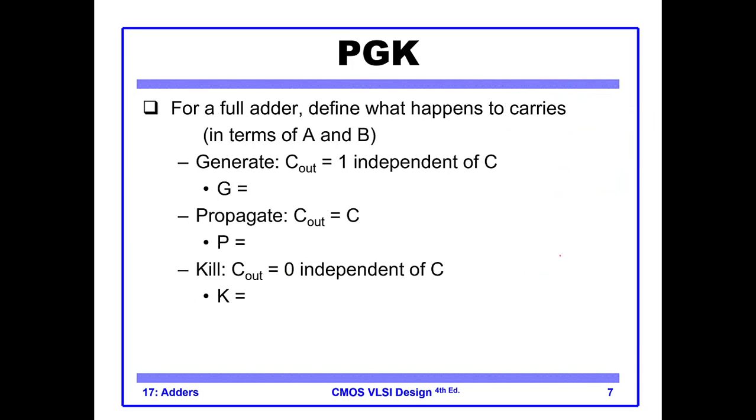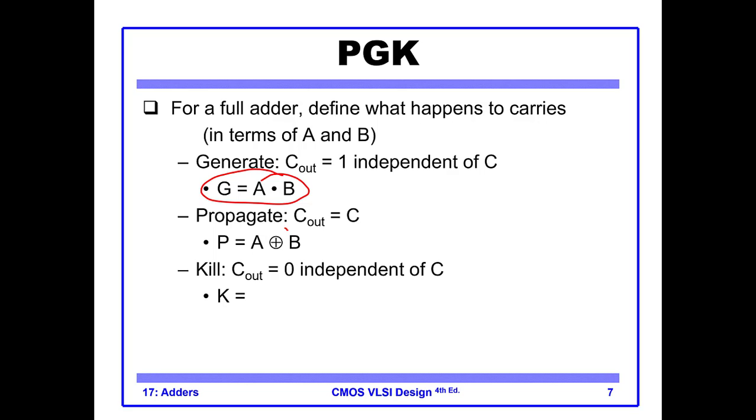So let's define some terms that are used in fast adders. The first term is called generate, G. It is basically equal to A and B. What this means is that, independent of the carry in input, when generate is 1, the carry out will be 1. So whenever G is 1, then we generate a carry. That's why it's called generate.